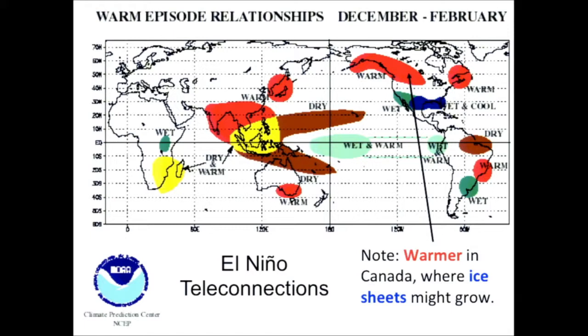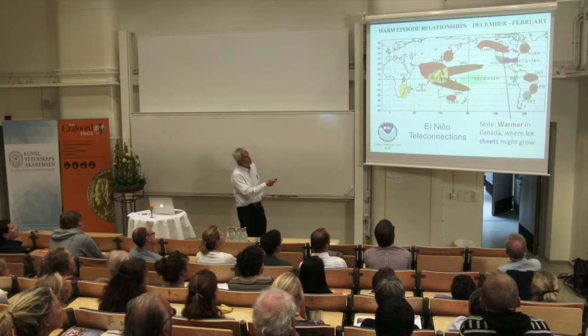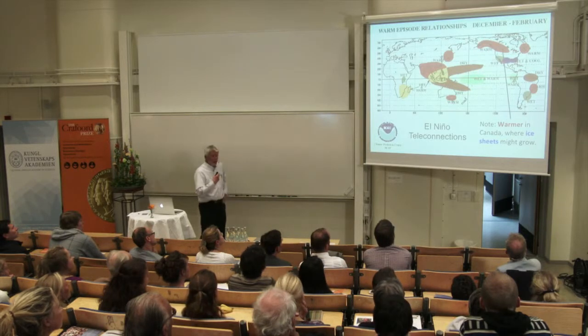Indonesia becomes dry and hot because it has fewer clouds. The eastern Pacific becomes warm and wet. And important for this is Canada becomes warm. During El Nino, ice on the Great Lakes is much thinner in the winter, and Canada is a warmer place. And the argument I'm giving you is that a long time ago, when this was warm, Canada should have been warm as well because of this atmospheric teleconnection.